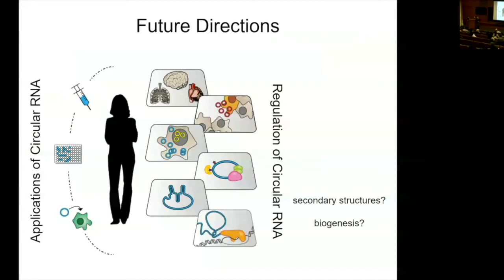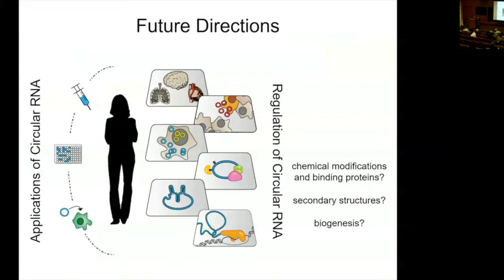We're also interested in understanding the secondary structures of circular RNA. We hypothesize that they are quite different from their linear RNA counterparts because of the unique back splice junction, but exactly how they change and what functions they might have when they change are still unknown.